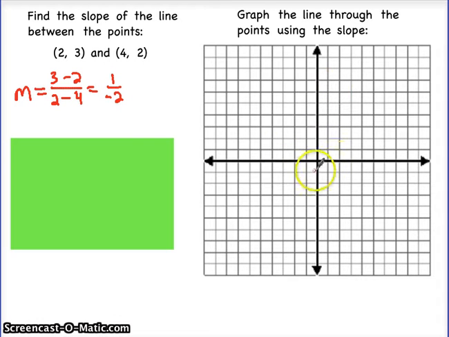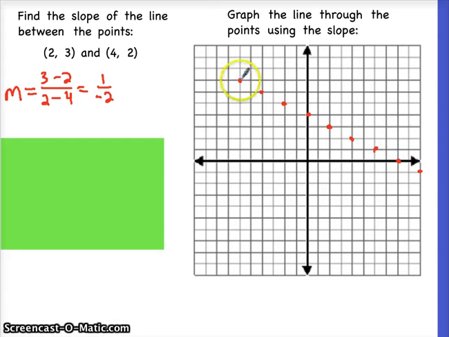Again, that's going to tell us that if we draw the line from (2, 3) and (4, 2), we've got a slope going down 1, right 2, consistently to form our line. Or, if we put that negative on the bottom, we could go up 1, left 2. And again, forming that nice straight line to help us draw a nice line through our 2 points.